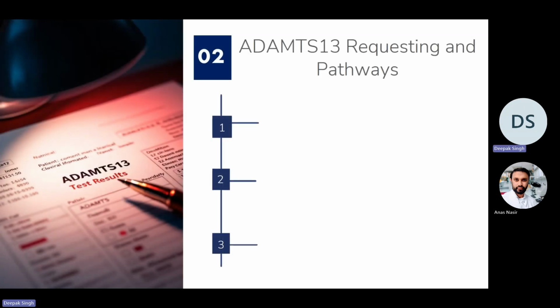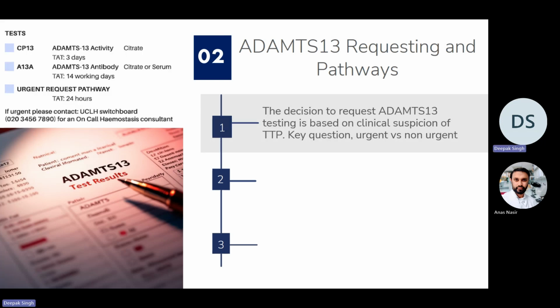ADAMTS13 requesting and pathways. This is a common question by most people that are referring. The first thing we need to do is consider if there's clinical suspicion of TMA. So basically, anytime there's a TMA, ADAMTS13 should be tested. But the key question here is, is it urgent or non-urgent?